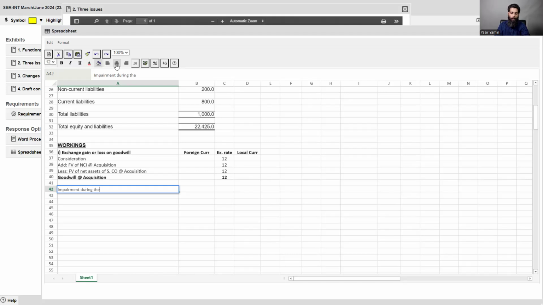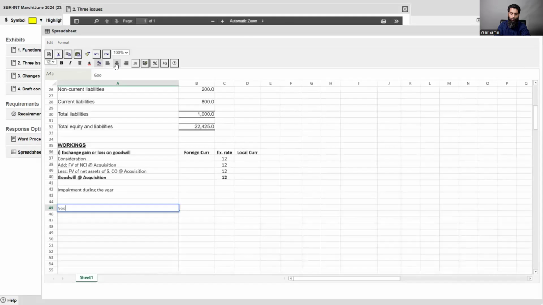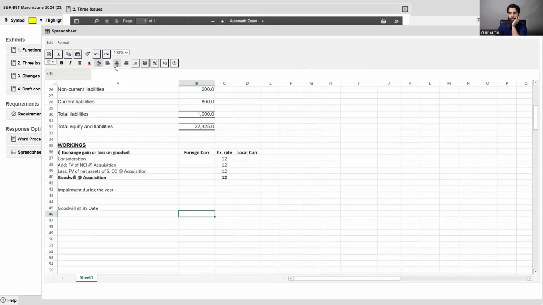So I account for that impairment during the year as well. And then I am left with goodwill at balance sheet date. Make sense? All right. So remember, there were 3 steps to consolidating a foreign subsidiary. The first step was to adjust and update.